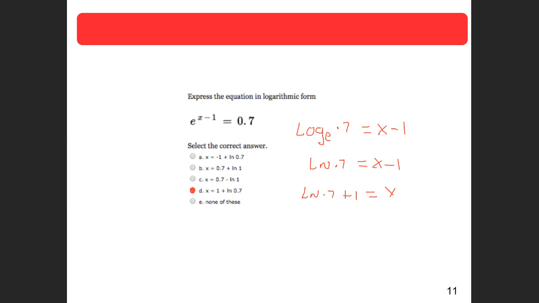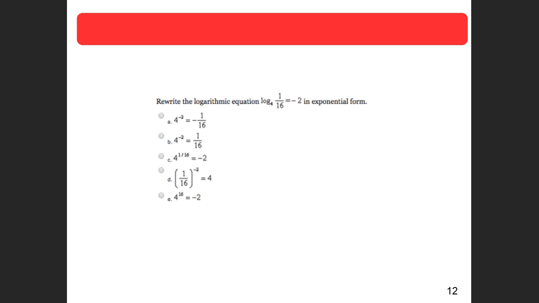All right. Next question. It says rewrite the logarithmic equation log base 4 of 1 over 16 equals -2 in exponential form. Okay, so just have to rewrite that. Ooh, I think we finally have an answer that's not letter D. Letter B. So if I was going to rewrite this, I'm going to go 4 to the negative second is equal to 1 over 16, which is letter B. That is correct.